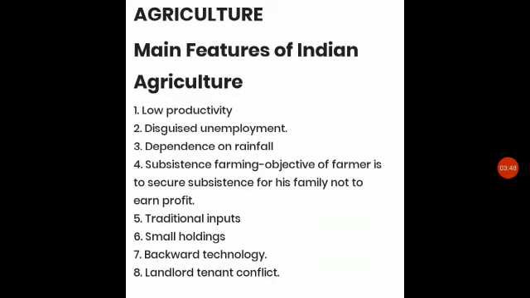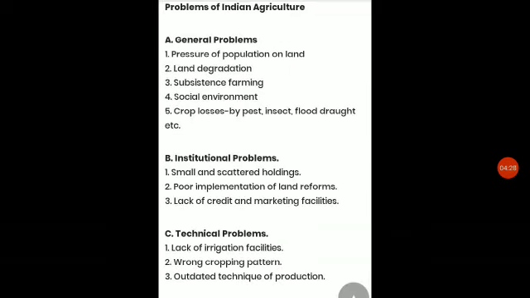Number 1, low productivity. Number 2, disguised unemployment. 3, dependence on rainfall. 4, subsistence farming. 5th, traditional inputs. 6, small agricultural holdings. 7th, backward techniques. 8th, landlord-tenant conflict, where the actual tiller was not the cultivator or the owner of the soil.